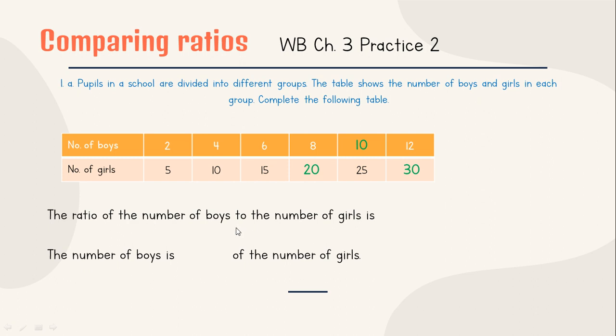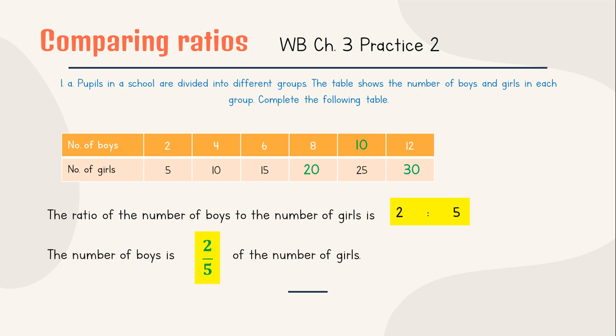Now look at the ratio of the number of boys to the number of girls. Easy peasy lemon squeezy. How many boys? How many girls? So just write down the ratio, 2 to 5. And then look at here. The number of boys is blah blah blah of the number of the girls. So what is it? Is it ratio? Of course not. Remember, ratio can be formed into what? First, ratio and fraction. So the number of boys is 2 per 5 of the numbers of girls. Boys is how many? 2. Girls is how many? 5. So that's it.